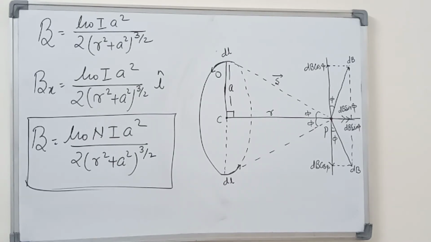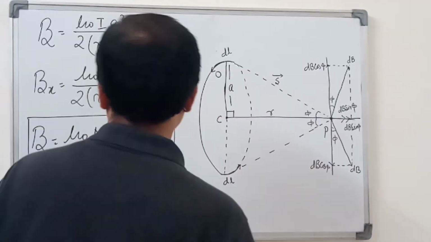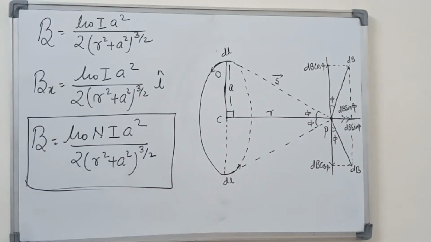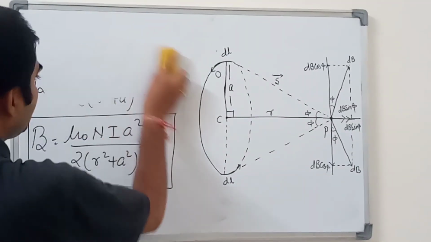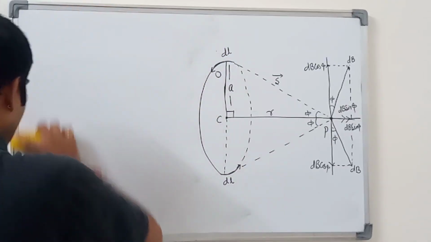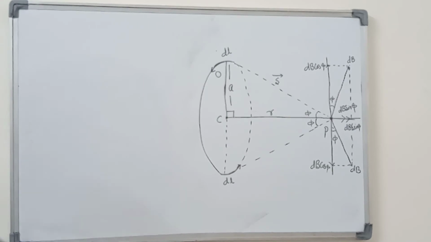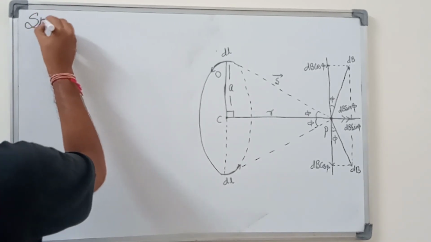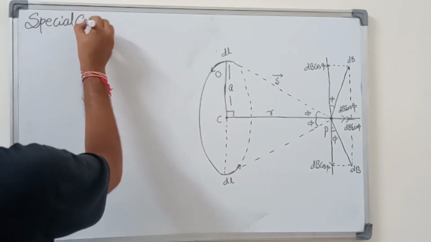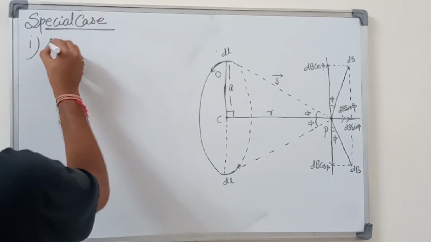and there are various cases. First case is r is equal to 0. It means the point P goes to the center of the loop. So write down. Now special cases are very important, because they make MCQ questions. Special cases are very important. First case, at the center.